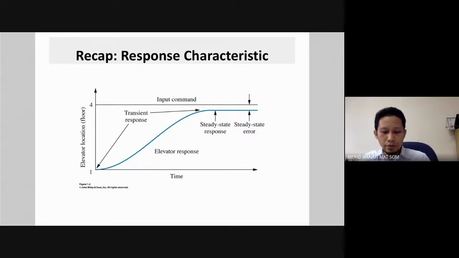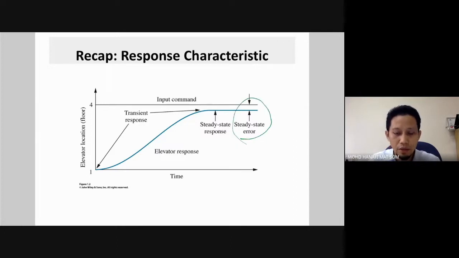So you can see here, this is the response characteristic that I explained in the previous chapter, the introduction chapter. This is the elevator response. We have the transient response and we have the steady state response. Okay, so as the time approaches infinity, you can calculate the steady state error. What does it mean by the steady state error?